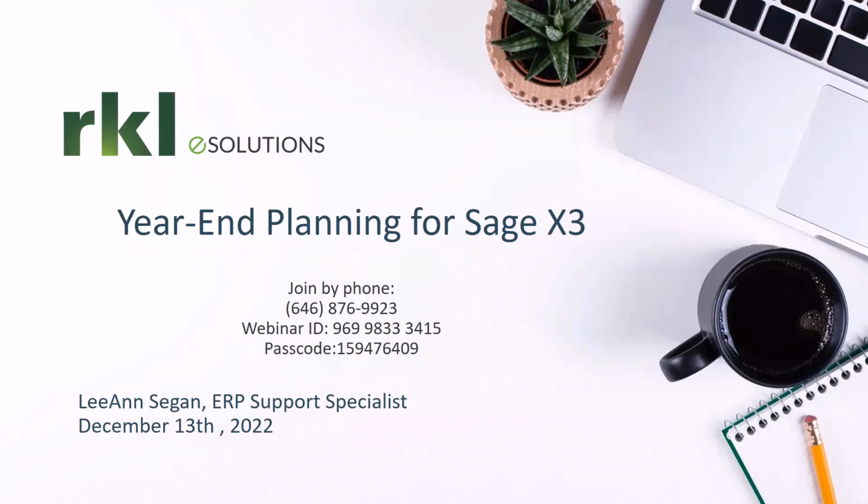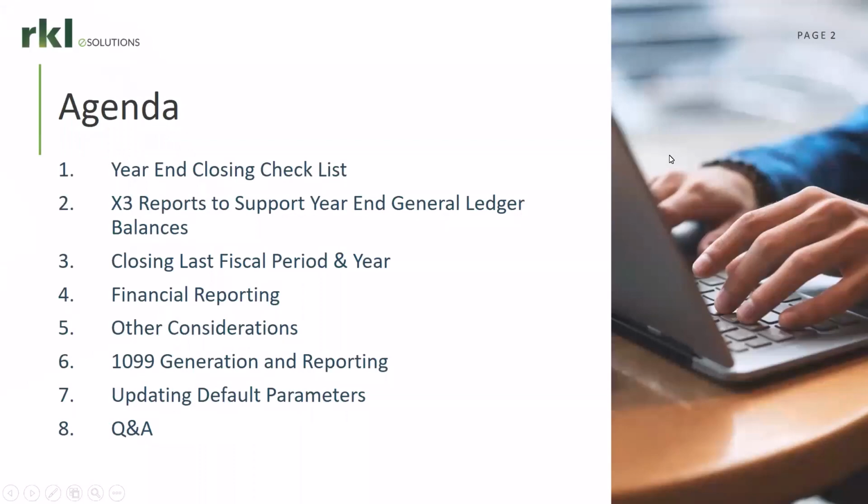And I will go ahead and get started. The agenda for today is I'm going to go through a year-end closing checklist, the X3 reports to support year-end general ledger balances, closing last fiscal period and year, financial reporting, other considerations, 1099 generation and reporting, updating default parameters, and then at the end, the Q&A.